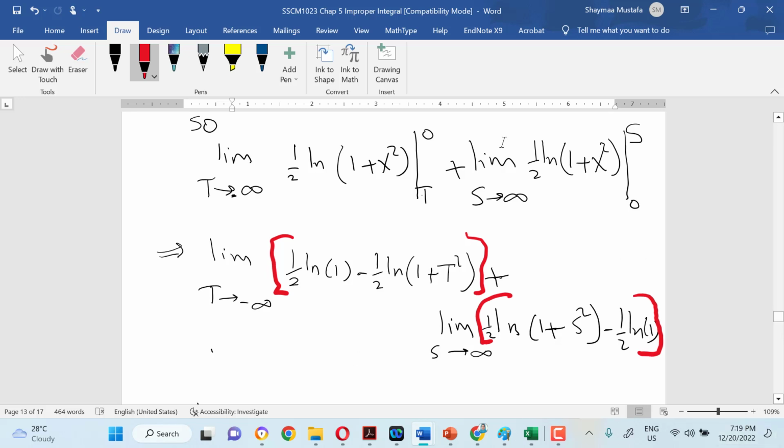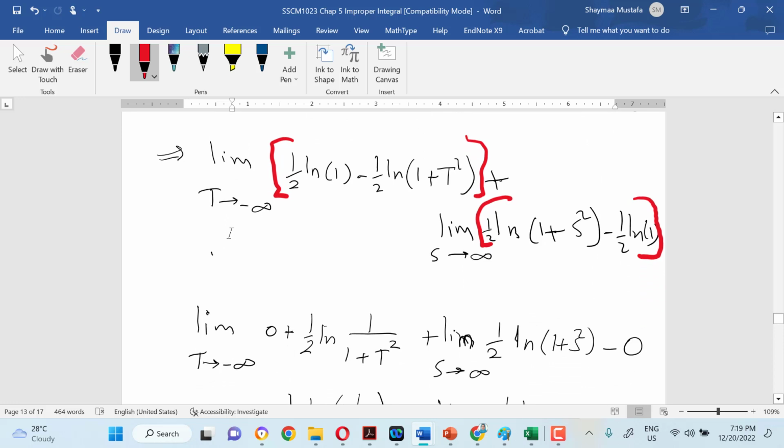Substitute s: 1 over 2 ln(1 plus s squared), minus 1 over 2 times the substitution of 0, which is ln 1. Okay, now we need to evaluate the limit. The first term is 0. The second term has a minus; bring it here. So we have 1 over 2 ln(1 plus t squared) to the power minus 1, which means 1 over 1 plus t squared, because we have a minus here, so this minus will become a plus.